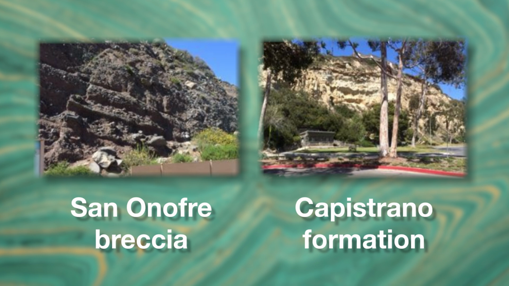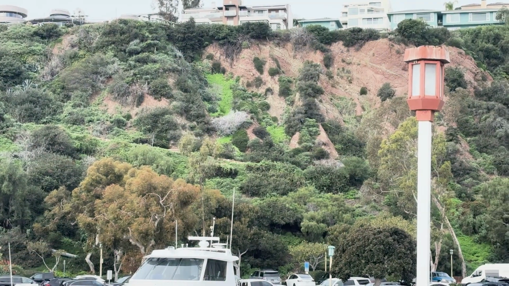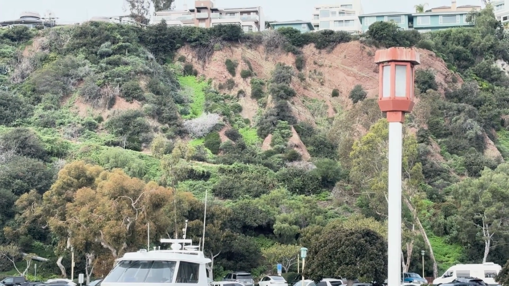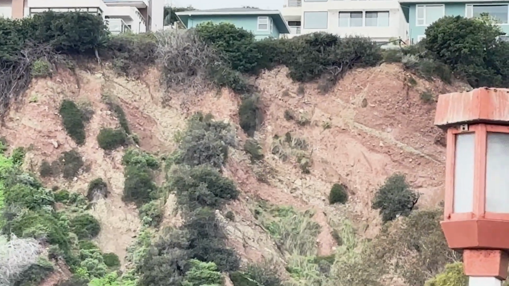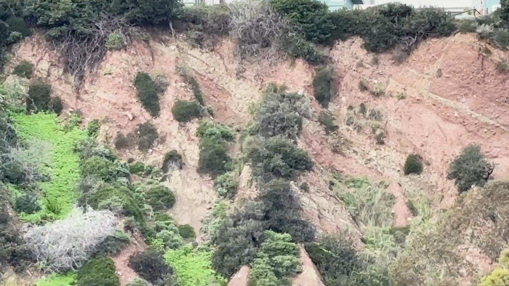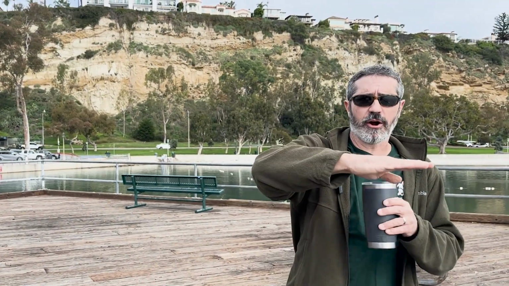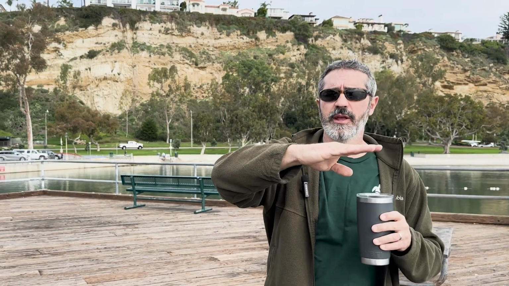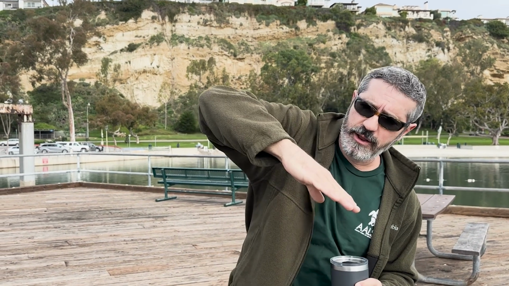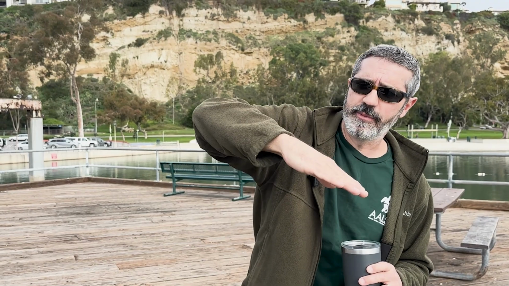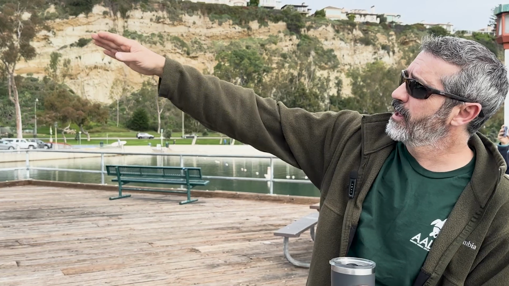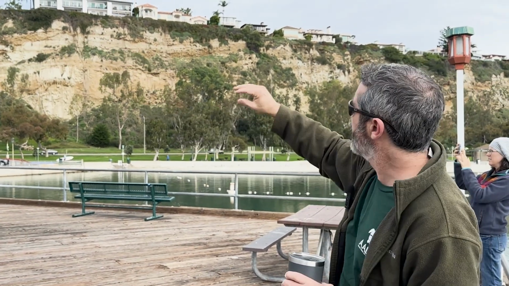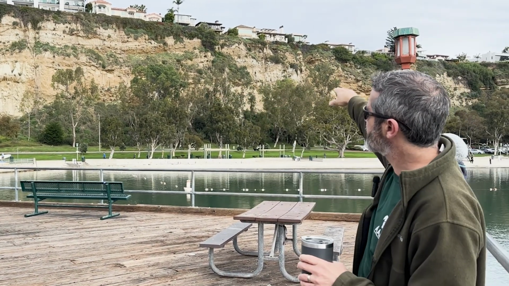Now, which one of them is likely going to be older? San Onofre breccia, you'll see that it's angled. We know that that had to have formed first due to what we call the principle of original horizontality. So when rock formations originally form, they are always going to form horizontally. Then at some point, a fault line or some kind of movement can cause them to come up on an angle.